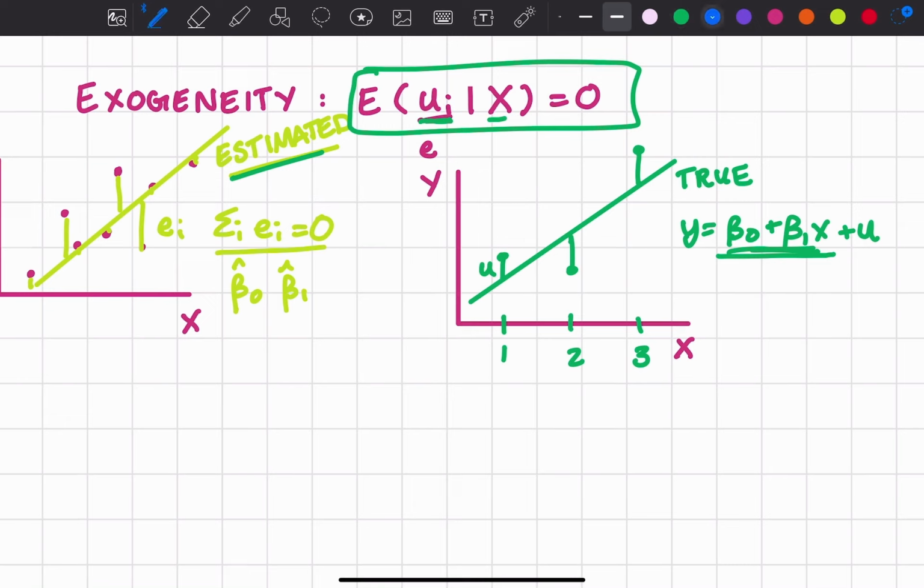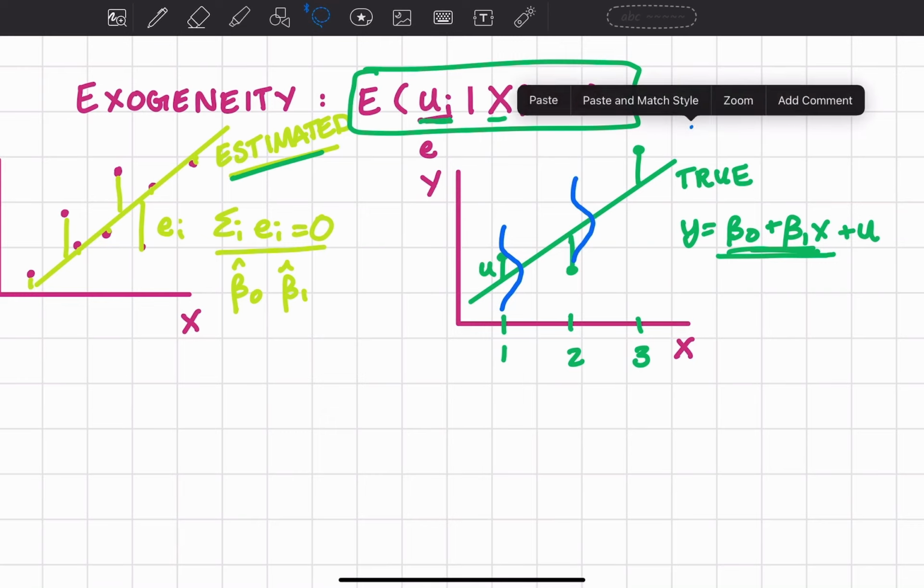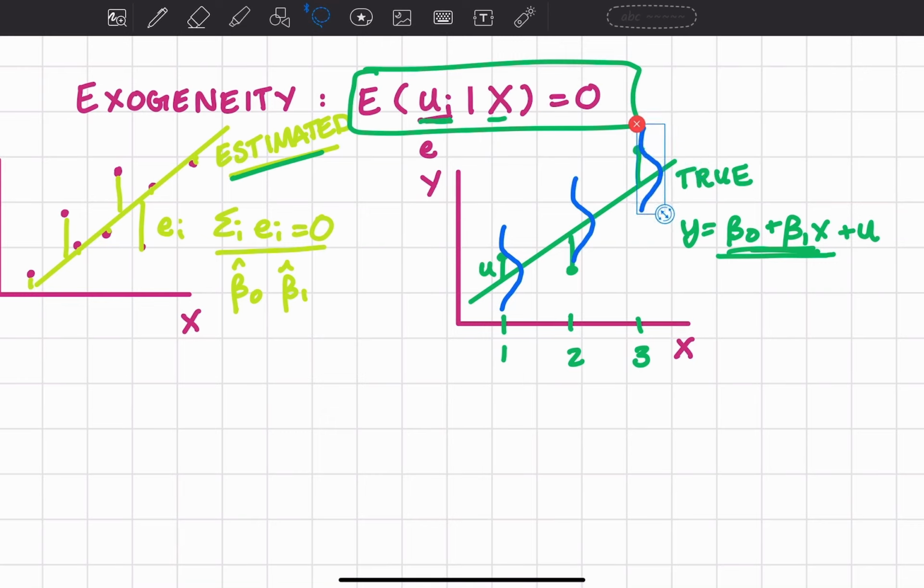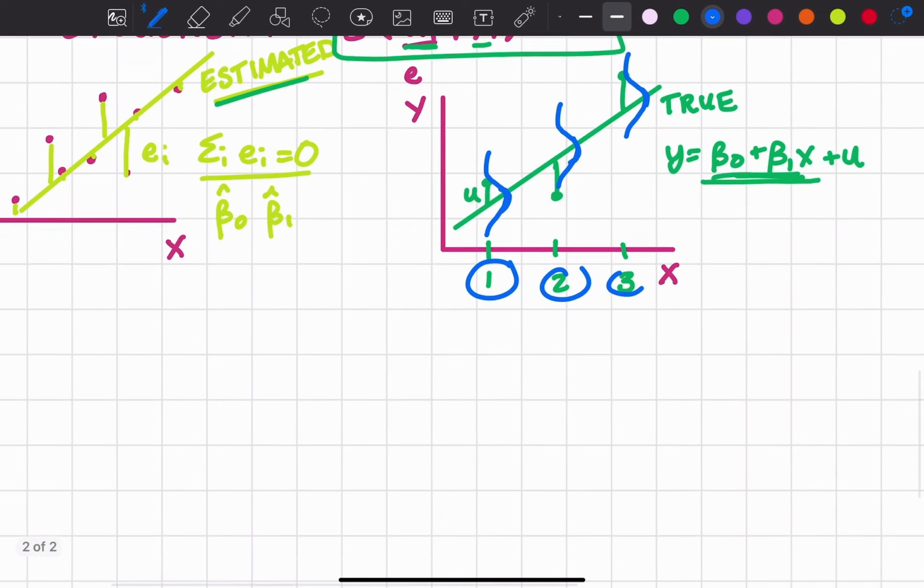So that means that U has some kind of distribution, right? Maybe the distribution looks like this. And if the conditional expectation of U is 0 given any X, it means that this distribution is centered on this true line of best fit for any given value of X. A violation of exogeneity would look like this.